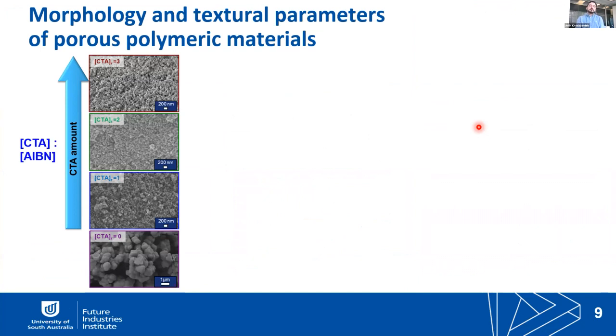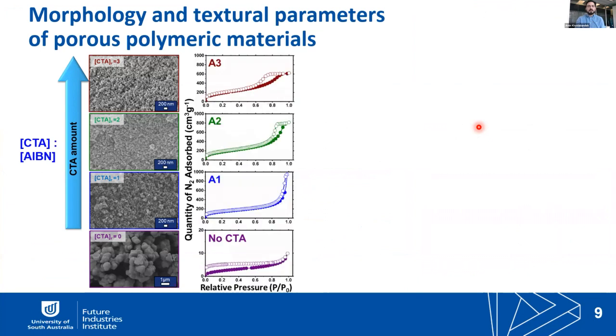Can we obtain a material with a high surface area and control over the pore size? This happened. The bottom one is no CTA, and you can see the isotherm is not a great one, especially when you look at the surface area. But with an increase in the amount of the RAFT agent, we can get a higher surface area.